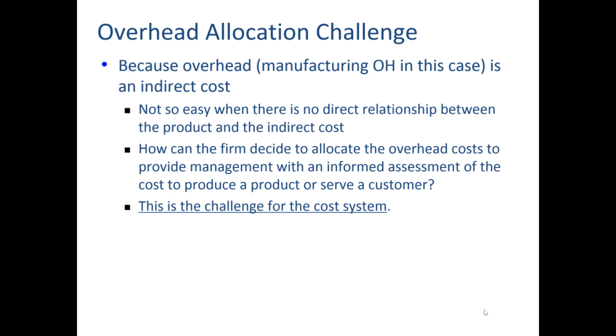This introduces the overhead allocation challenge. It is difficult to allocate indirect costs when there is no direct relationship between the use of the cost-creating resource and the product. How can the company choose to allocate the overhead costs in such a way that provides management with an informed and accurate assessment of the cost to produce a product or serve a customer? This indeed is the challenge for the cost system.